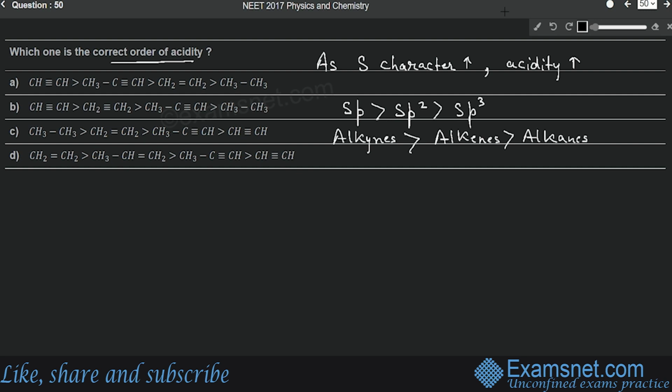Now, if we check in option A, first we have an alkyne and all the carbons here are sp hybridized, so this will have maximum acidity. Then the next one, first one has sp3 hybridization, but other two carbons are sp hybridized. That means this is a correct order. In the third one, we have an alkene, so this is sp2 hybridized, and the last one is an alkane, so sp3 hybridization is there. That means this is a correct order of acidity. That means option A will be the correct answer.